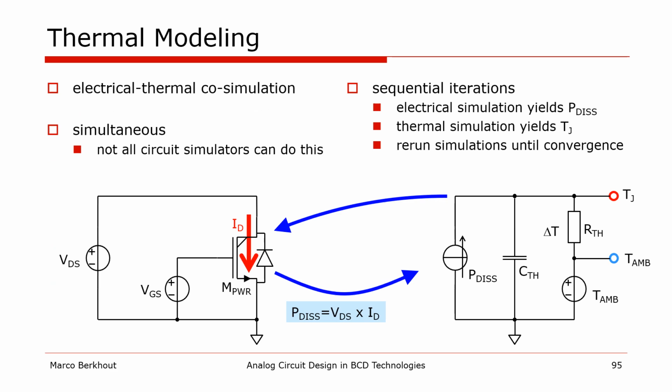With this thermal model, we can now set up an electrical thermal co-simulation, where the electrical circuit on the left is used to determine power dissipation and the thermal circuit on the right determines temperature. In principle, both models can run simultaneously to calculate the transient temperature behavior, but unfortunately not all simulators are capable of doing this. For example, if you use Spectre, the circuit simulator from Cadence, you cannot dynamically change the temperature of the devices. The alternative is to do sequential iterations of electrical and thermal simulations until convergence is reached.